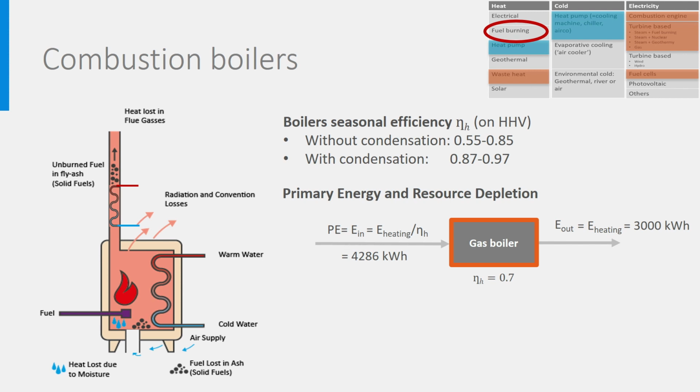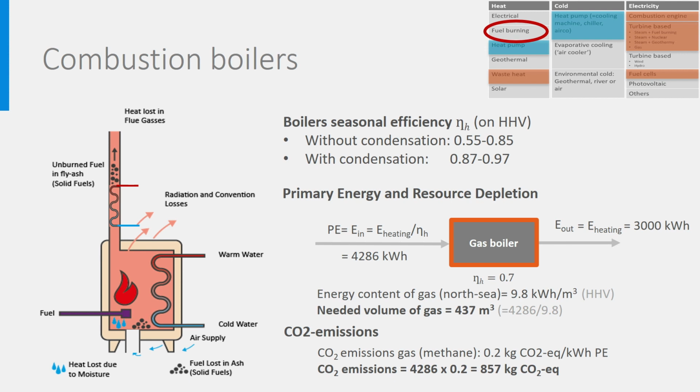But how much gas is that? We know from a former lecture that the energy content of North Sea gas, the higher heating value therefore, is 9.8 kWh per cubic meter. With this we can easily calculate the needed volume of gas, which is 4286 divided by 9.8 equals 437 cubic meter. And what about the CO2 emissions? We know from a former lecture that the CO2 emissions of natural gas are 0.2 kg CO2 equivalent per kilowatt-hour primary energy. The CO2 emissions are therefore 486 times 0.2 equals 857 kg CO2 equivalent.